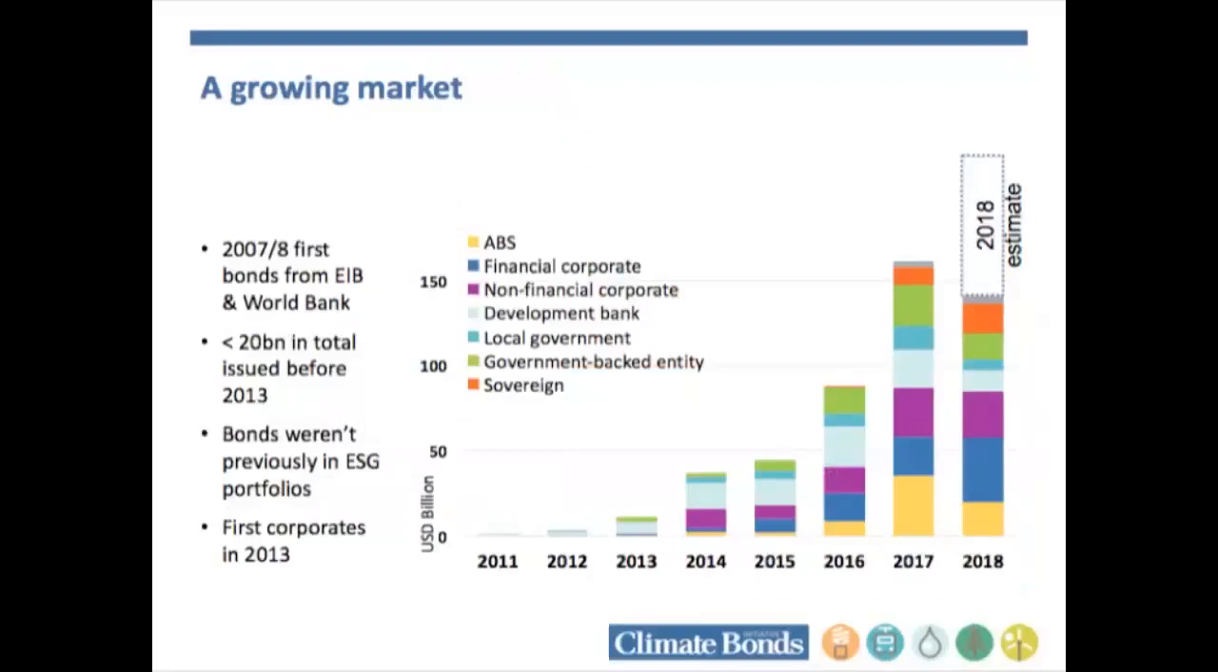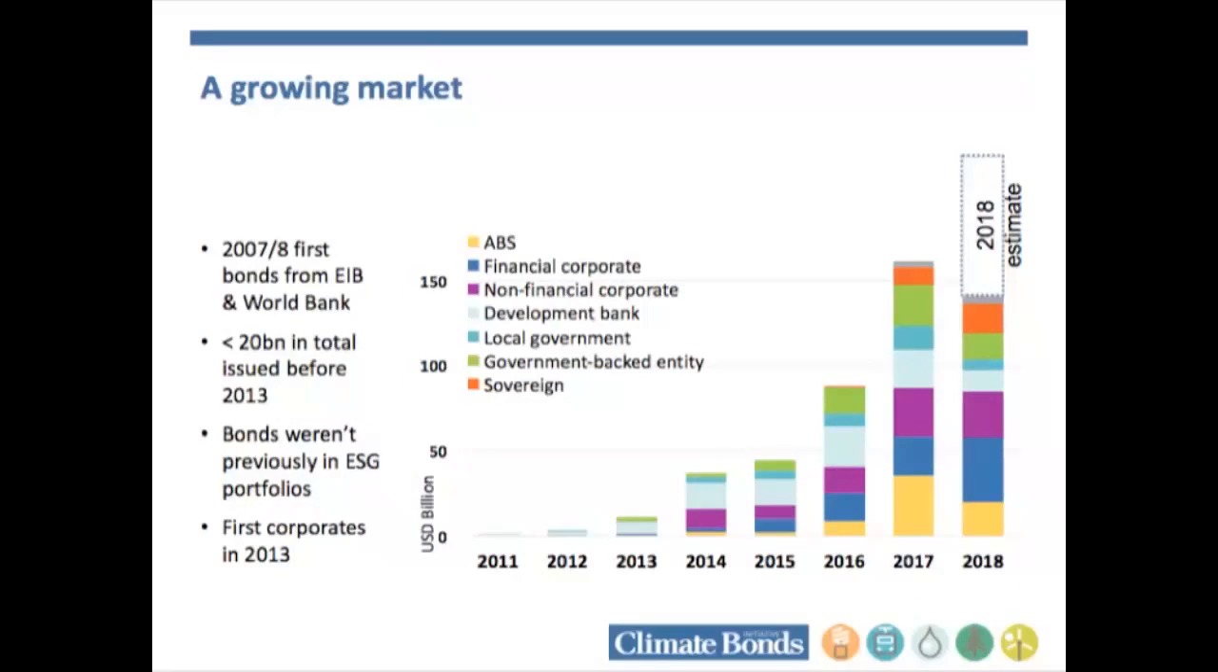And we've seen that this is a growing market. So we saw the first green bonds issued in 2007 and 2008, and they came from the development bank. So the EIB and the World Bank were the first green bond issuers in the market. Up to 2013, we had about 20 billion in total issued, and then it was after 2013, 2014, 2015 that we really started to see this market growing.